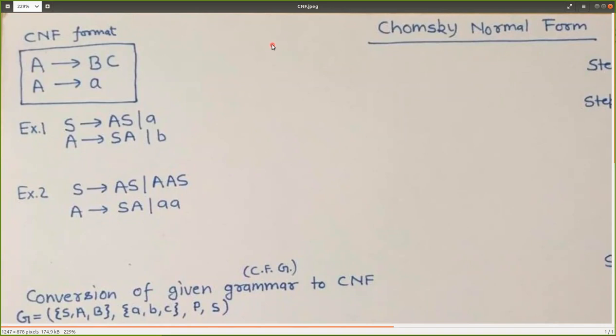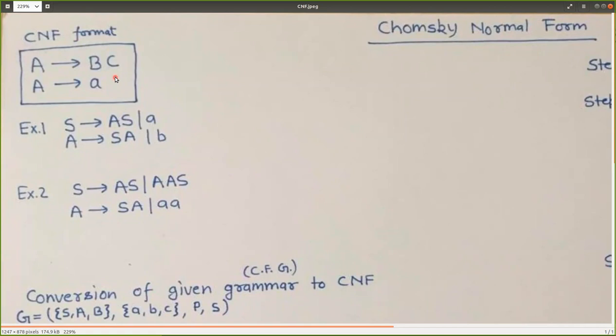Now, for today's topic, Chomsky normal form. The format of Chomsky normal form is like this: a variable produces exactly two variables, or a variable produces a single terminal. So if each and every production of a given grammar is in either of these formats, then we would say the given grammar is in Chomsky normal form or CNF.